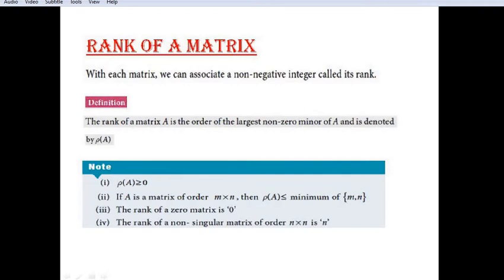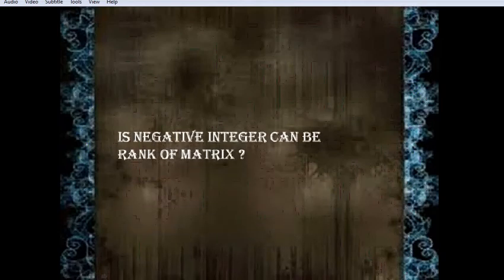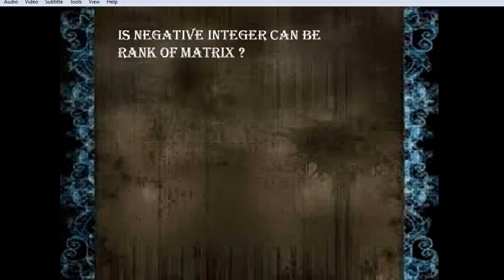Next, from the definition of rank, what you understood, we can see: can a negative integer be the rank of a matrix? In the definition, a non-negative integer is the rank of a matrix, so a negative integer can't be a rank. In a test also, if it is given that the rank of a matrix is -2, you can simply write that -2 cannot be the rank of a matrix, because as per definition.